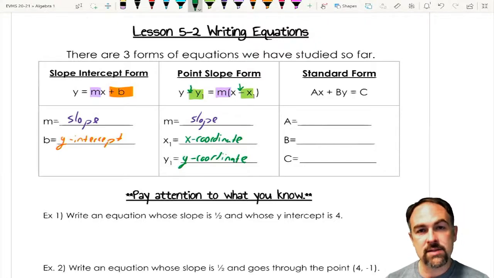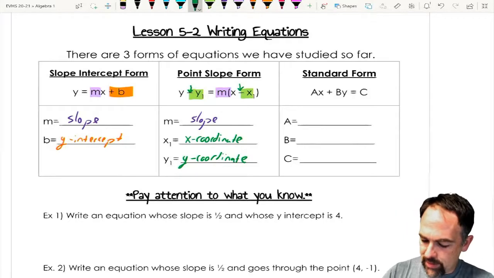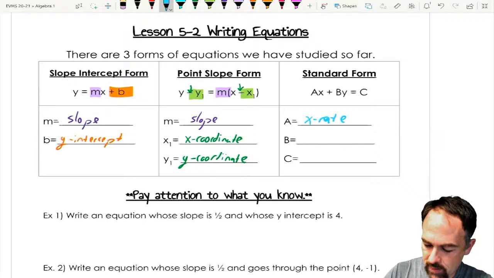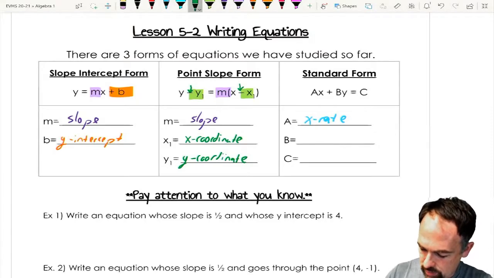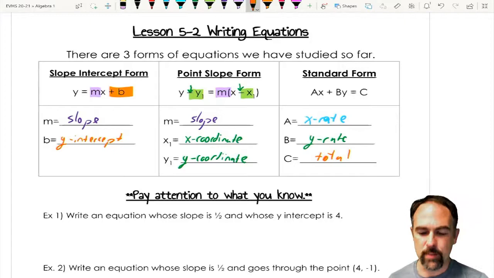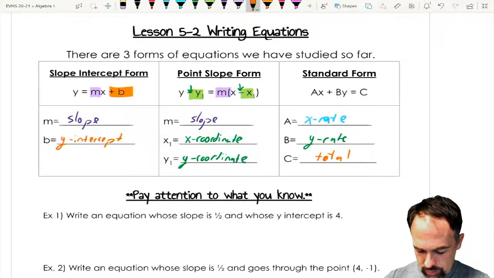Okay, now standard form, ax plus by equals c. Remember, a, b, and c are going to be integers, positive and negative whole numbers, or 0, but their meaning, whenever we're actually going through and graphing them, a is the rate for the x variable, so the x rate. B is going to be the y rate, and then c was the total. And again, that'll make more sense as we go back through it. If you remember the lesson from last time, then that will make total sense.